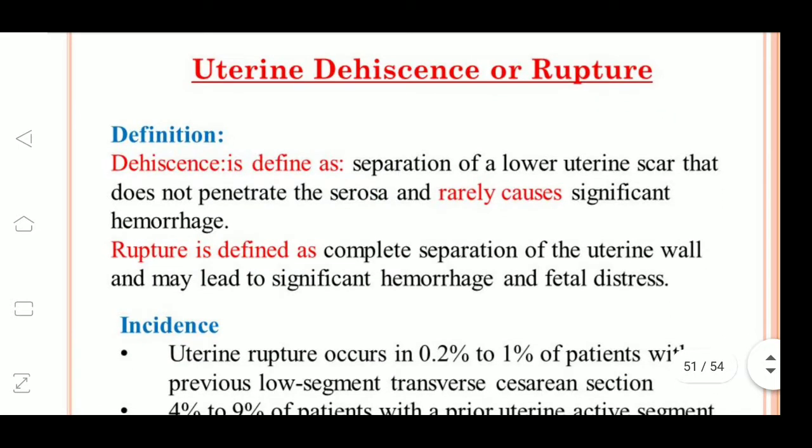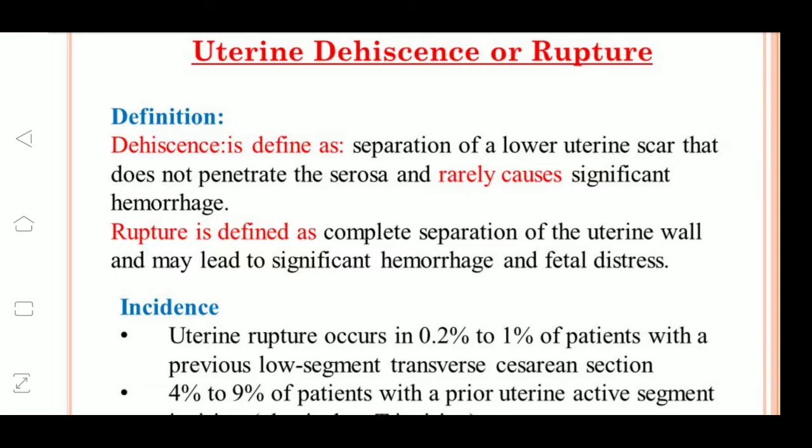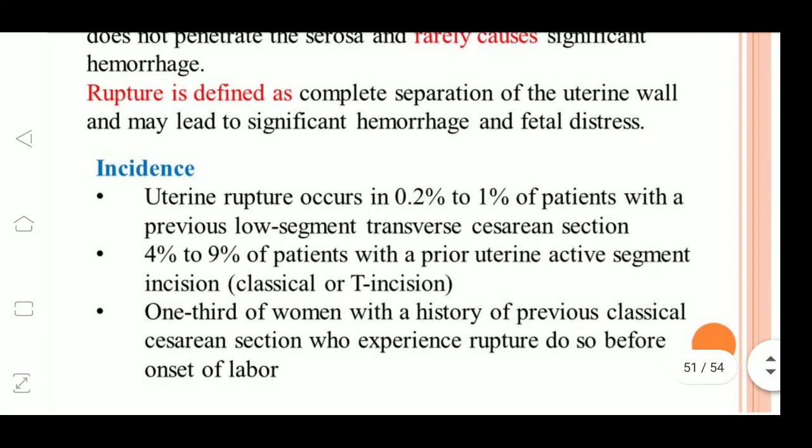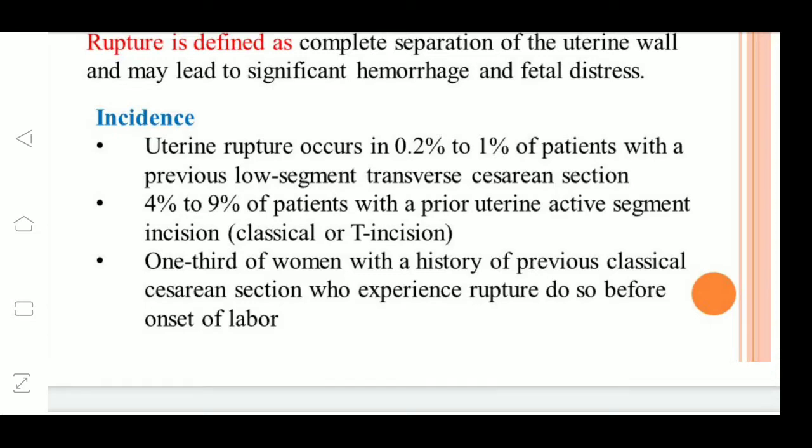Uterine dehiscence or rupture. Dehiscence is defined as separation of the lower uterine scar that does not penetrate the serosa and rarely causes significant hemorrhage. Rupture is complete separation of the uterine wall and may lead to significant hemorrhage and fetal distress. The incidence of uterine rupture is 0.2 to 1% in patients with a previous lower segment Caesarian section, and 4 to 9% in patients with a classical T incision, that is the extension of the horizontal incision by a T.